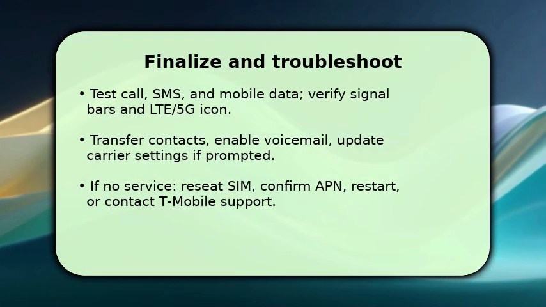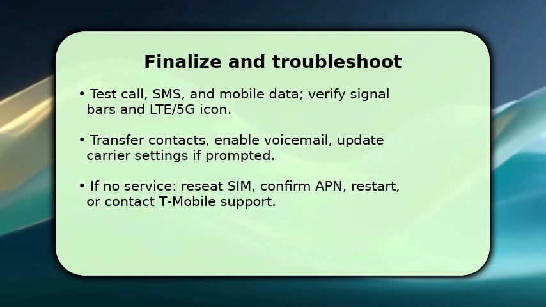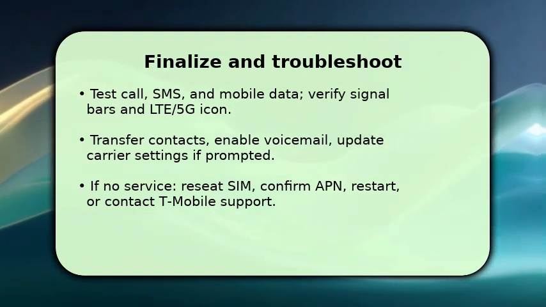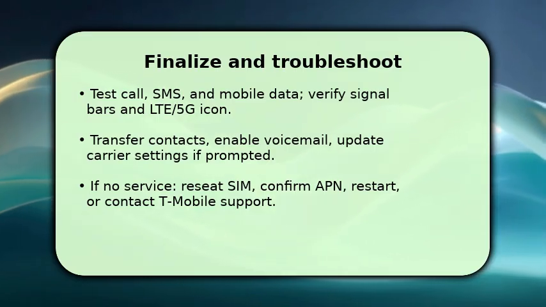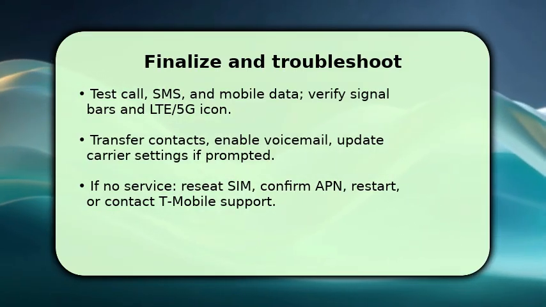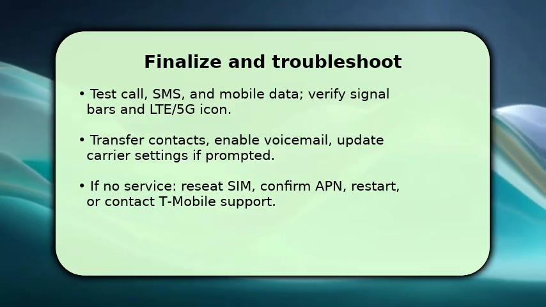You finish by making a test call, sending an SMS, and loading a web page to confirm voice and data work. Check the signal bars and LTE or 5G icon for proper registration. Once confirmed, move contacts, set up voicemail, and accept any carrier settings updates the phone prompts you to install.